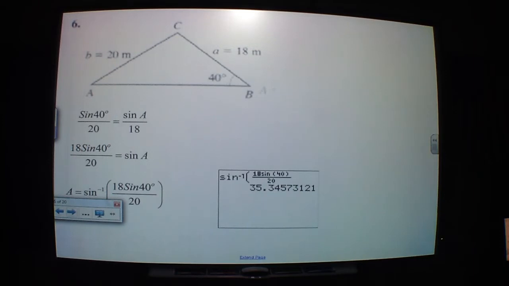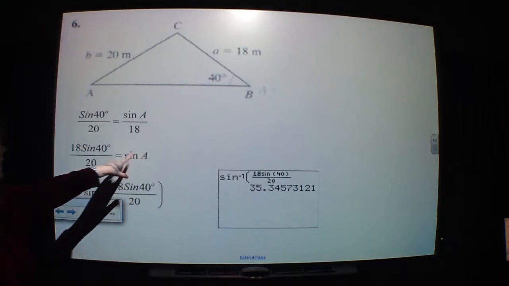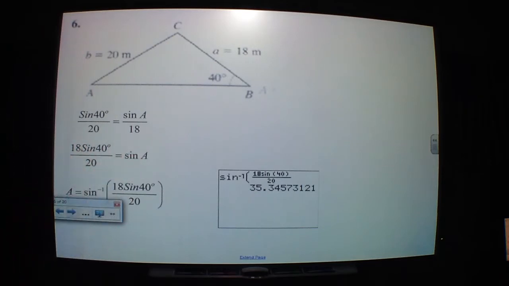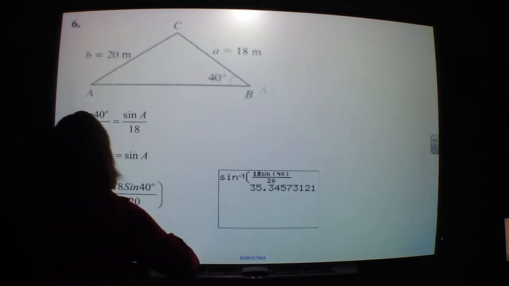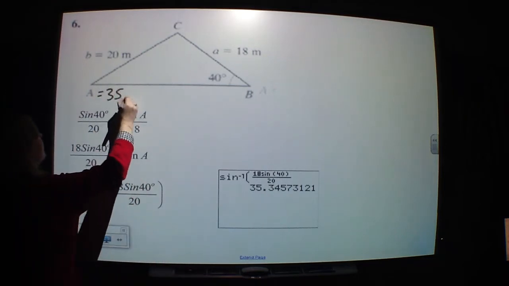Another example. Here I have one where I have two sides and one angle given. Unlike the last one where I had two angles and a side given. So here I can do sine of 40 over side B, which is 20, is equal to sine of A over 18. Multiply each side by 18, and you have 18 sine of 40 over 20 is equal to sine A. To find angle A, I need to take the inverse sine of this. So put the inverse sine in your calculator, and then you'll get angle A is 35.3. So angle A is 35.3.